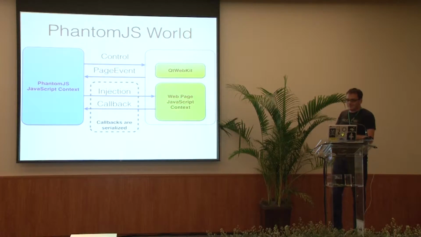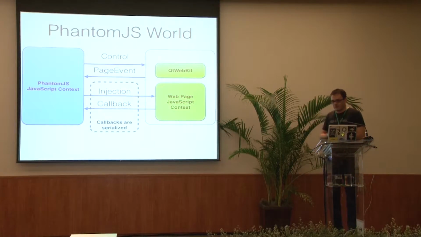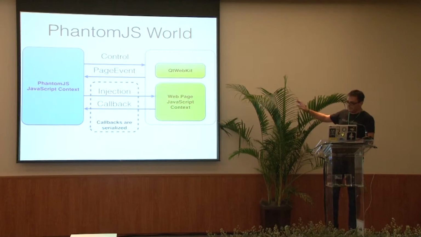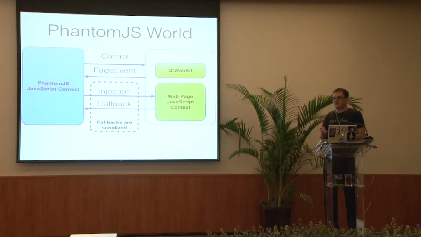So yeah, in a few words, how Phantom.js actually works. It has two isolated JavaScript contexts. One is the actual browser's context, the Qt WebKit, with its own JavaScript context that is created for every web page that you visit using Phantom.js. And there is another JavaScript context where you actually run your commands to control Phantom.js.